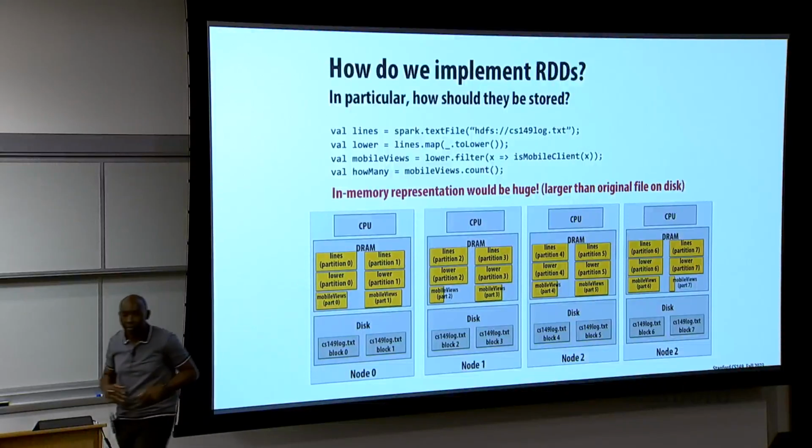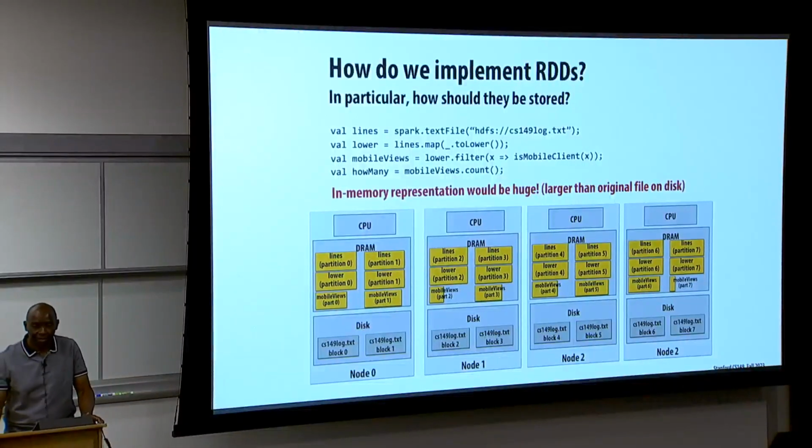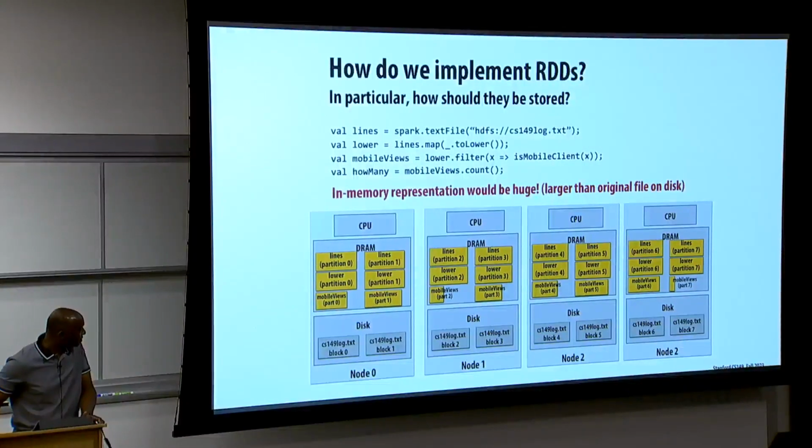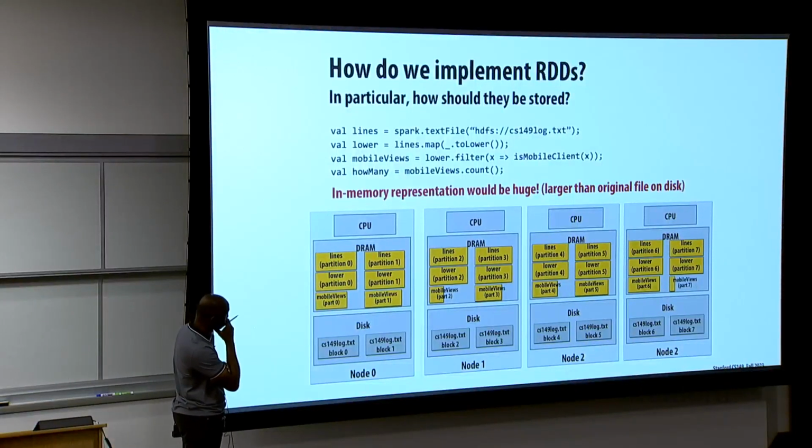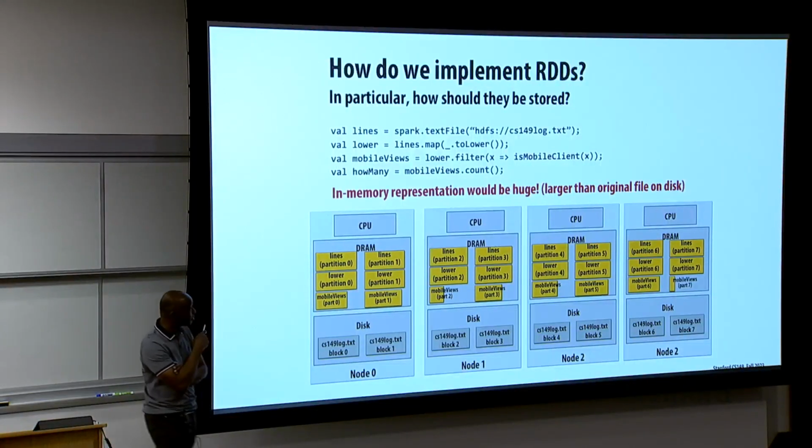Yeah. We don't keep the partitions that we're done with. Like if we finish computing lower, we don't need to then also keep the data from lines, because we already have the RDD that comes after that. Yeah. That would be a good first step, right? But we might maybe be able to do even better than that.